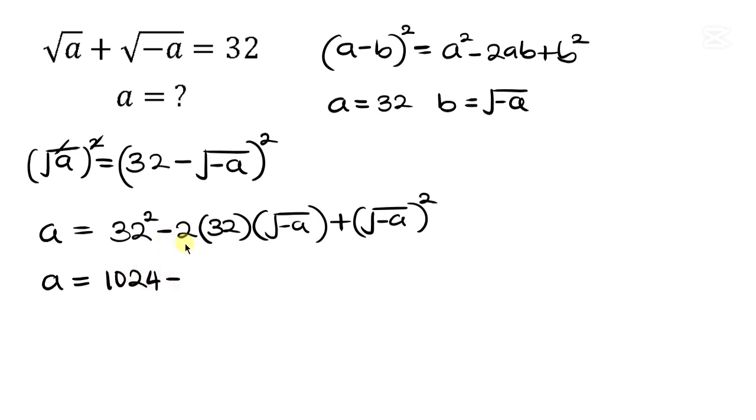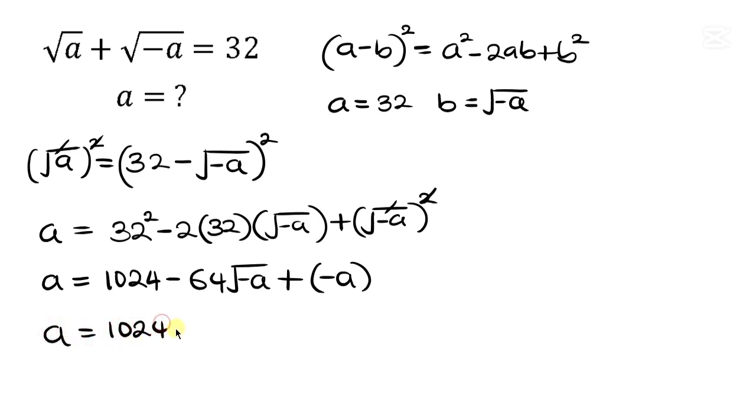minus 2 times 32 times the square root of negative a, that's 64 square root of negative a, and then plus, now square cancels off square root, leaving behind negative a. So this simplifies into a equal to 1024 minus 64 times the square root of negative a. So plus times minus is minus a.